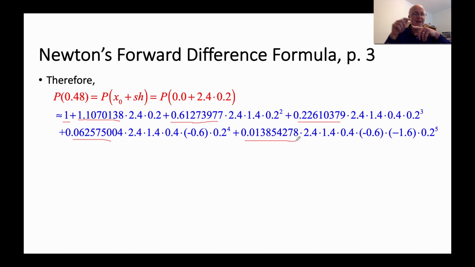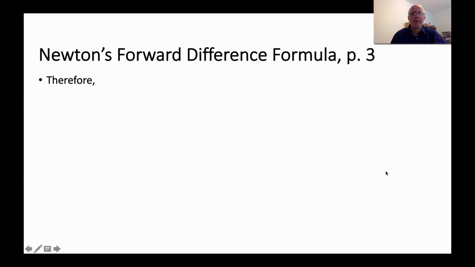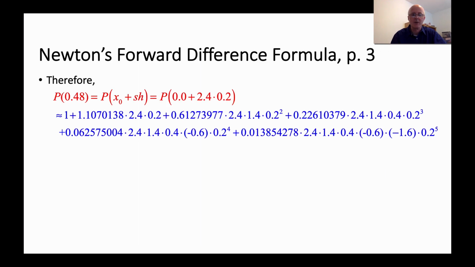Those were highlighted in red along the main upper left to lower right diagonal of the table that I highlighted in red. Let's just double check that. Again, about 1.1, 0.6, 0.22, 0.06, and 0.0138. Let's see if that's the case. Yes, I'm looking at these numbers on the main diagonal there and seeing these do seem right. That's where those numbers come from.